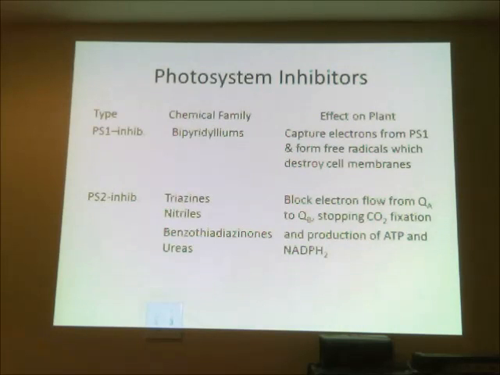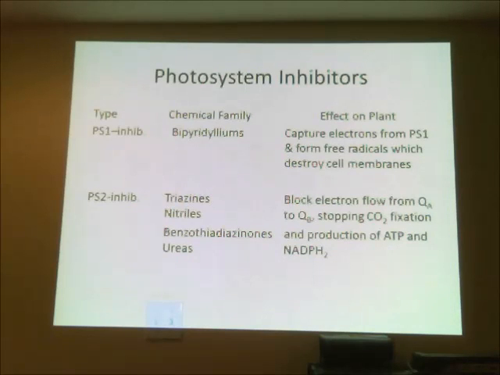In the photosystem 2 inhibitors, we have more classes of compounds. Triazines, which have been around for a very long period of time, nitriles, and there's one specific nitrile that I'm going to talk about a little bit in more detail, a compound called dichlobenil, or Casoron, which is something that I worked on myself for quite a long period of time. The benzothiadiazinones and the ureas. And all of these things have similar modes of action.